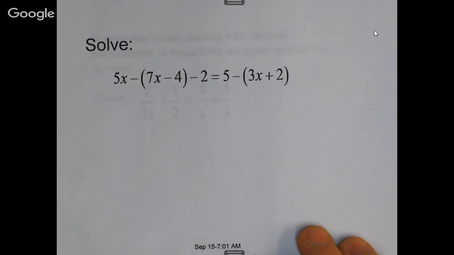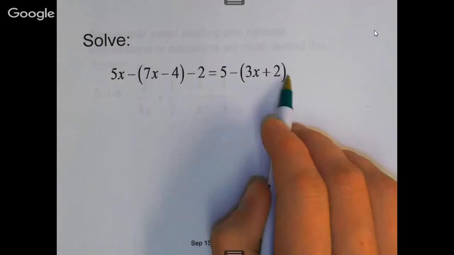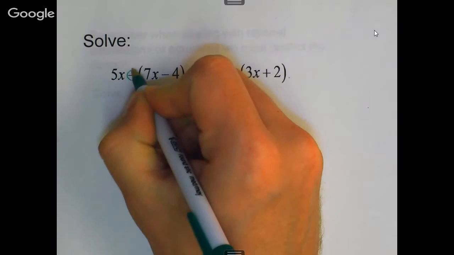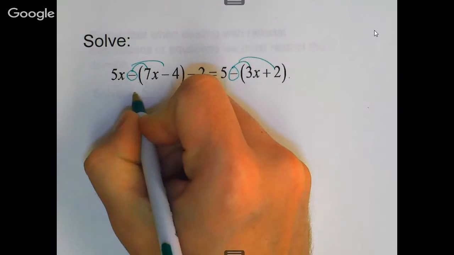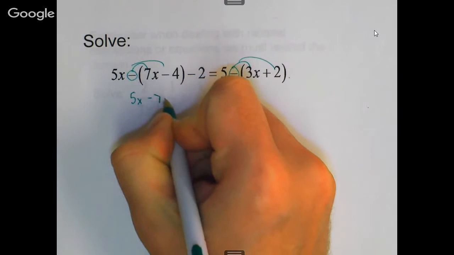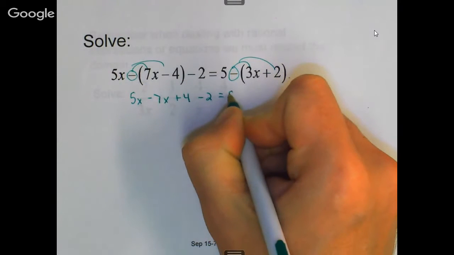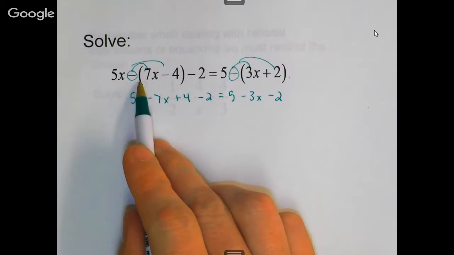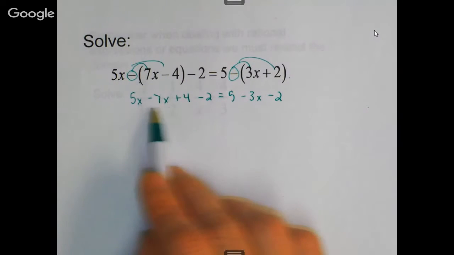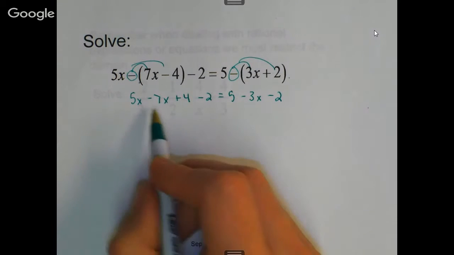All right, so solve. Now, the first thing we want to do here is get rid of these parentheses. And how do I do that? Well, we'll take this negative here and negative here and distribute it inside. So we'll have 5x minus 7x plus 4 minus 2 equals 5, negative 3x minus 2. And if you notice, when I distributed, I did not rewrite my parentheses. They go away.